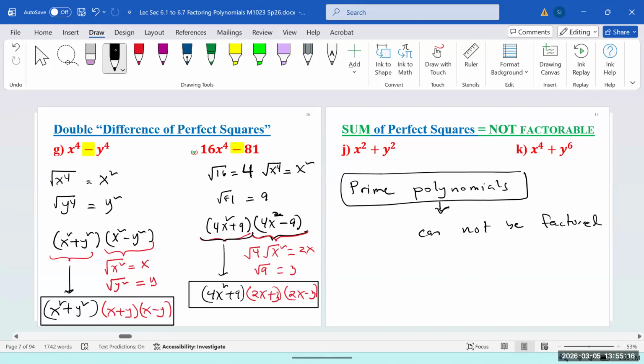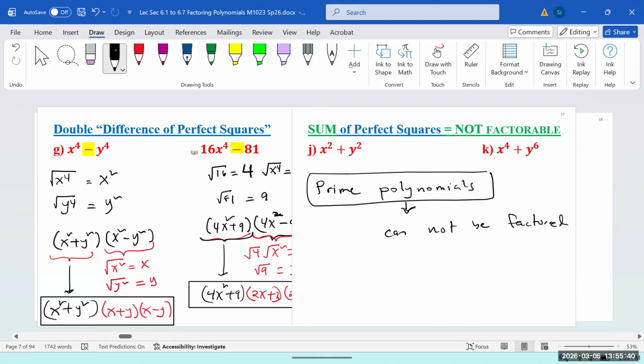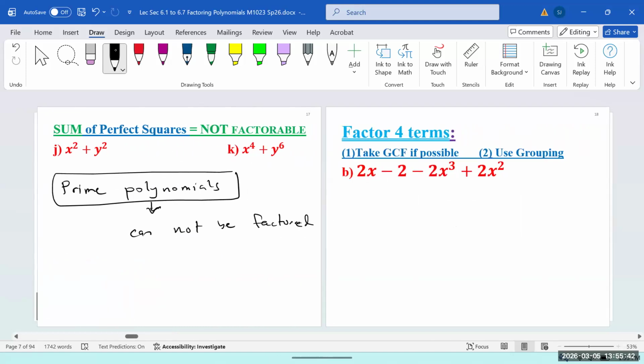So these are all the scenarios for two terms. Any questions on any of these two-term scenarios? So we learned GCF, we learned perfect squares. Then what happens when you have a GCF in the perfect squares? And what happens when you have a 4th degree in the perfect squares? We learned 4 scenarios with the perfect squares. And now comes the four-term case.